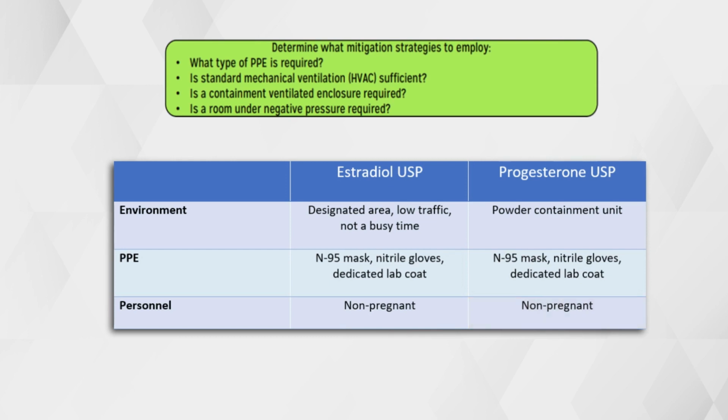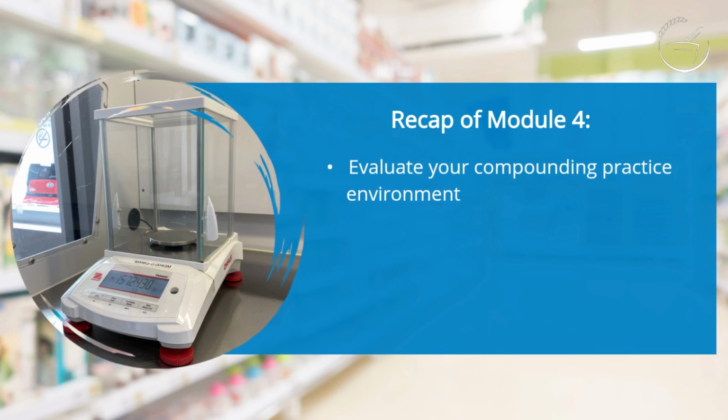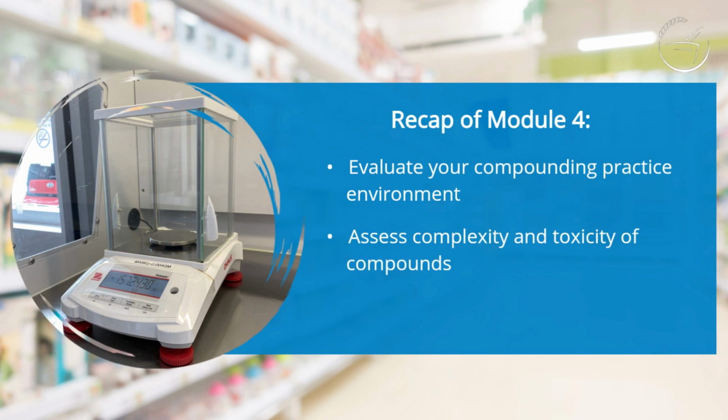When we consider hormones, yes, they have the potential to be carcinogenic. But we also need to remember that billions of women take birth control pills every single day. So if you are exposed to 3 milligrams of estradiol every 3 months, what is the actual risk? It really comes down to reviewing the information available, using common sense, and taking reasonable steps to mitigate risk. This ends Module 4. You should now be able to evaluate your own compounding practice environment, assess complexity and toxicity of compounds, and describe risk mitigation strategies.